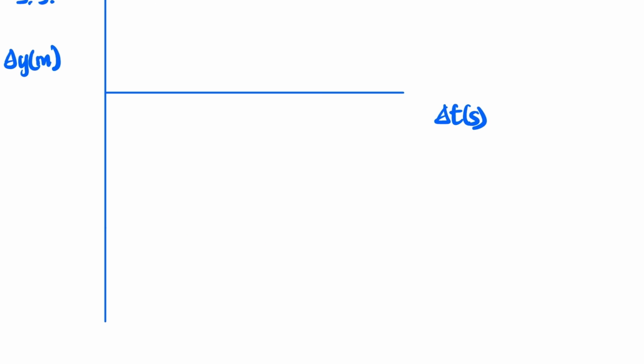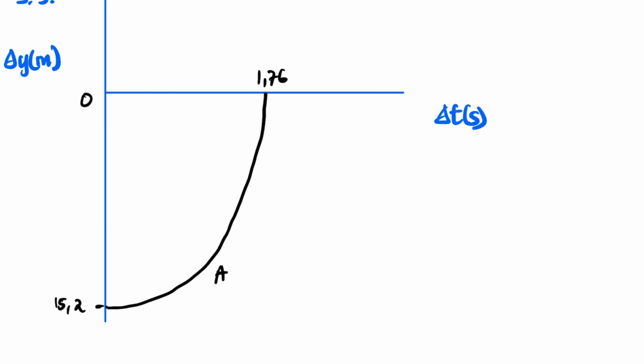So what are we going to do now? Ball A started from the height of 15.2. So here's our 15.2, and it goes to the ground. It goes like this, and it reaches the ground. And how long did it take? It took 1.76 seconds. And this is what? This is ball A.